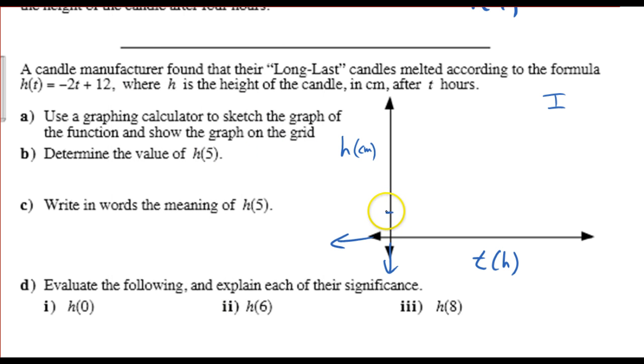All right, so I have 5, so this is 5 centimeters. Let me just do a quick graph here: 10, 15, 20, and then I'm going up by 2's here: 2, 4, 6, 8, 10, 12 hours. We'll see if the candle lasts 12 hours.